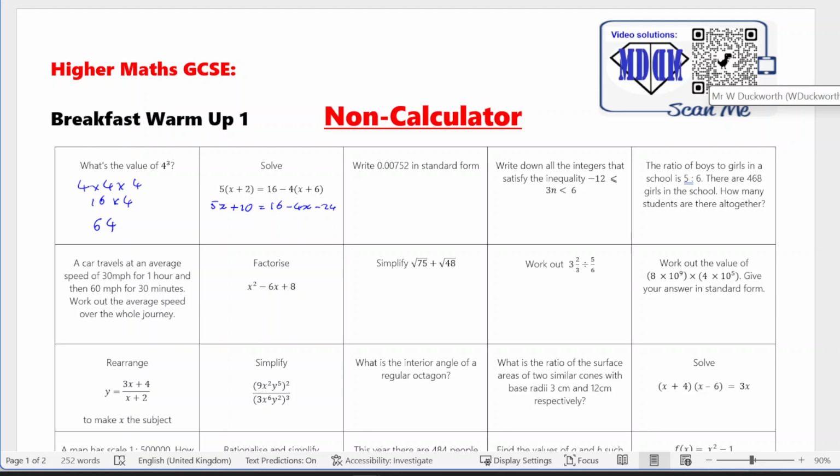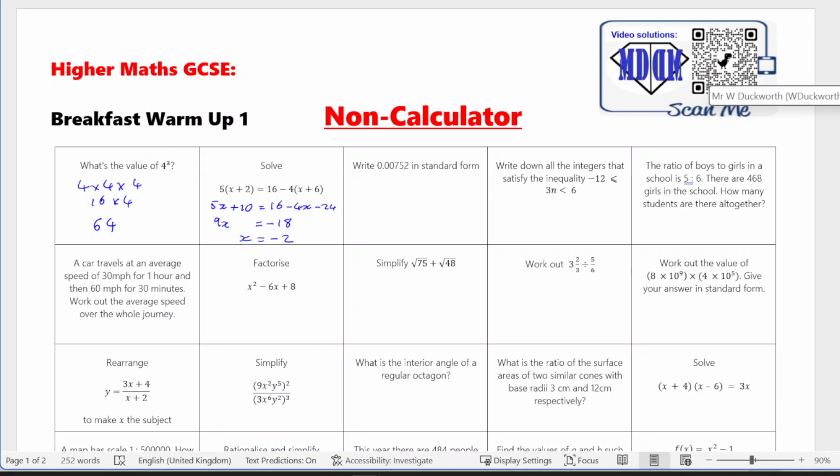So then I need to make a decision where to move my x's to and where to move my numbers to. I'm going to move them this way around to keep my x's positive, so I'm going to move my x's over to here by adding 4x on both sides, so that will give me 9x, and then I'm going to move the numbers. So that's going to make that 6, and then 6 take away 24 is going to be 18, or minus 18, sorry, and then divide both sides by 5, minus 2.